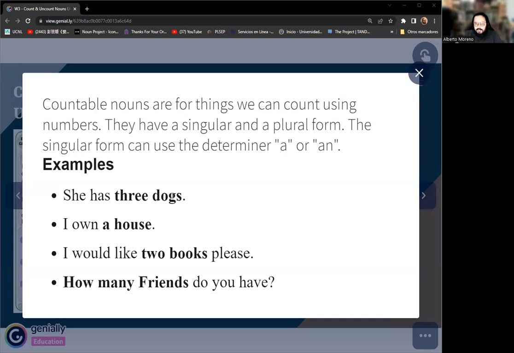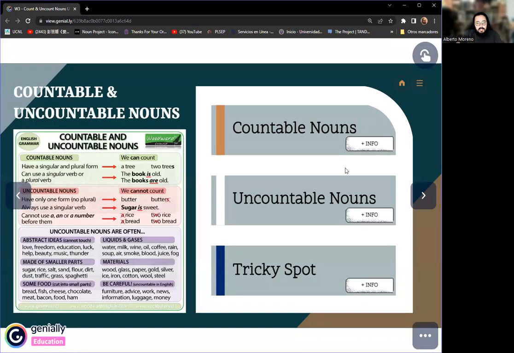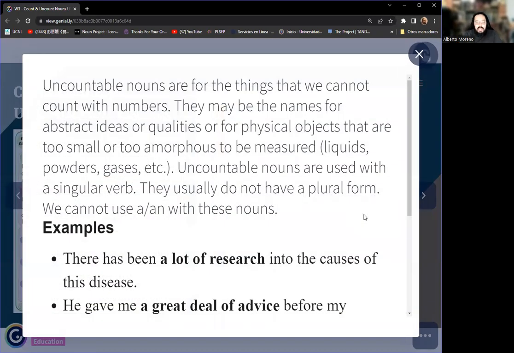¿Ok? Ahora, maestro, ¿y cuál es lo que no se puede contar con números? Pues bueno, no es que no se pueda contar con números, es que necesitamos unidades de medida para poder contarlos. Y estos son los sustantivos no contables. ¿Ok?